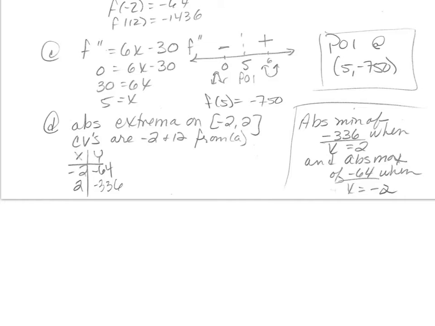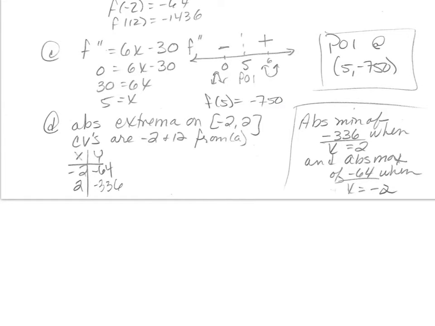Now for part C, they're asking you for inflection points. This is where we use the sign chart for the second derivative. We already have this from part B. Set it equal to 0, find the critical value, put the critical value on the number line. Don't forget to label it as the second derivative. Do some test points. When you do, you find concave down, concave up, change in concavity, point of inflection. So you take that first critical and only critical value, put it into the original function, and get negative 750. So there's a point of inflection at negative 750.